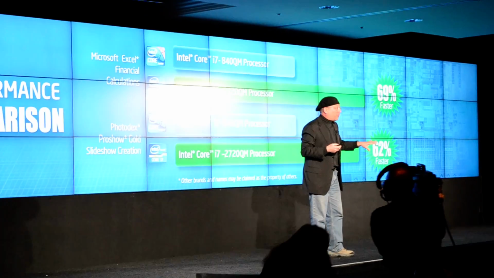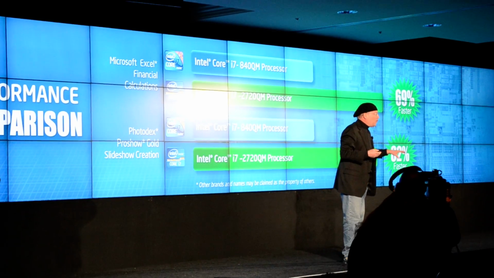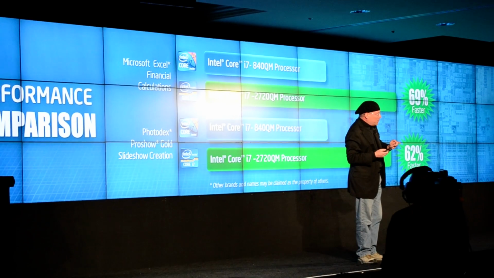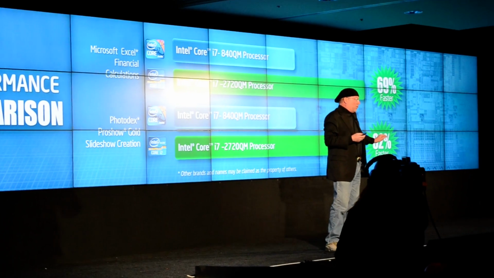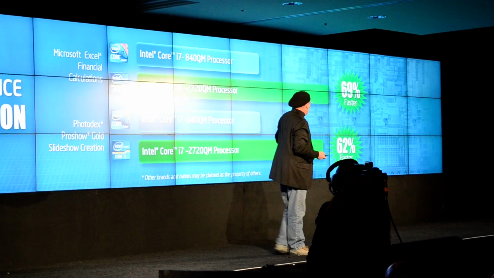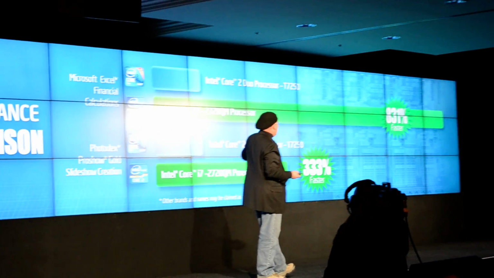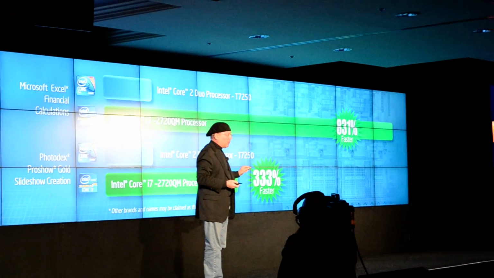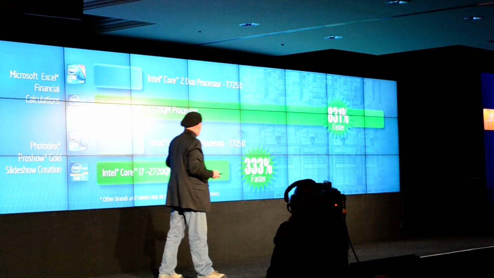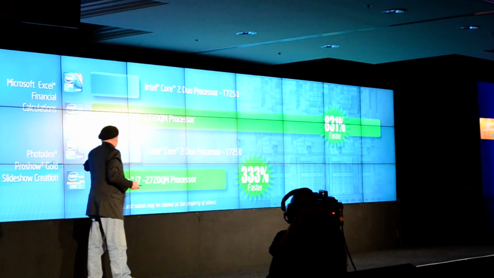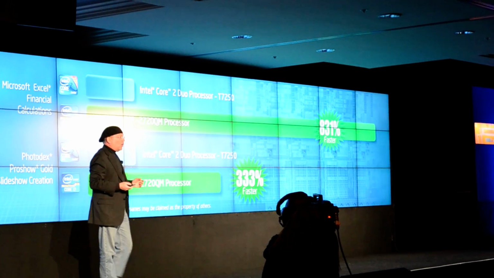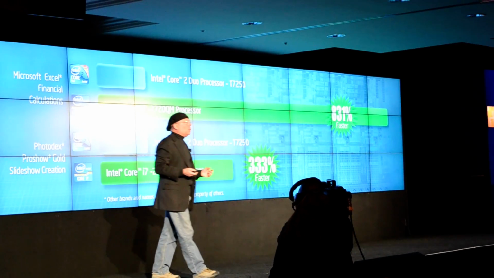Generation is somebody who got it 3.5 years ago. If you compare the performance of Sandy Bridge to a 3-year-old computer like Core 2 Duo, these are the numbers that you'll see. You'll see 800% faster when you are trying to run an Excel spreadsheet, or 300% when you are trying to do a slideshow. Now, can you see the difference? Guys, you will see the difference.